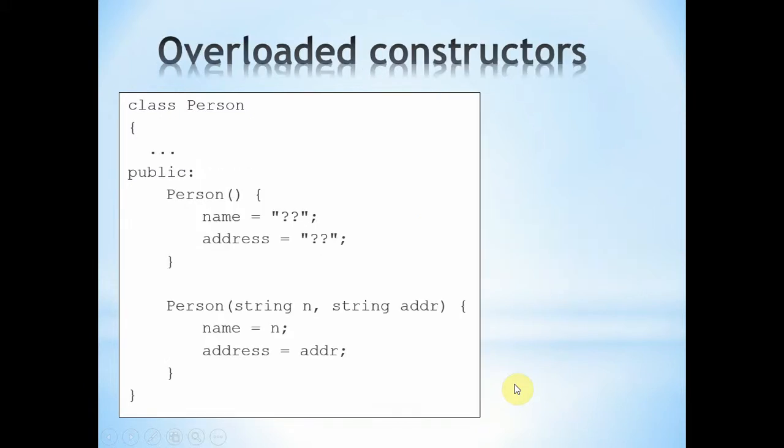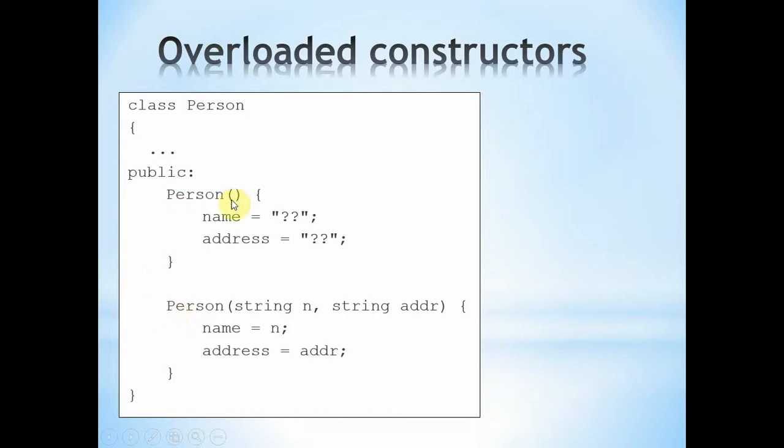Now we are not limited to declaring only one constructor. We could have more than one constructor. And as long as we've got a different parameter list, that's okay. Both of these are constructor methods because they both have the same name as the class and neither of them has a return type, not even void.